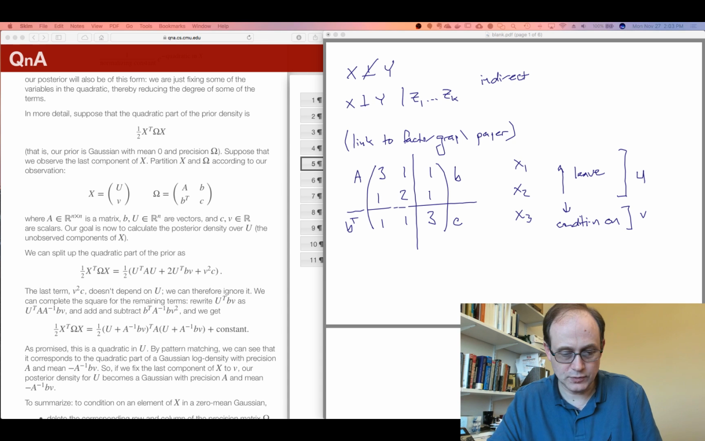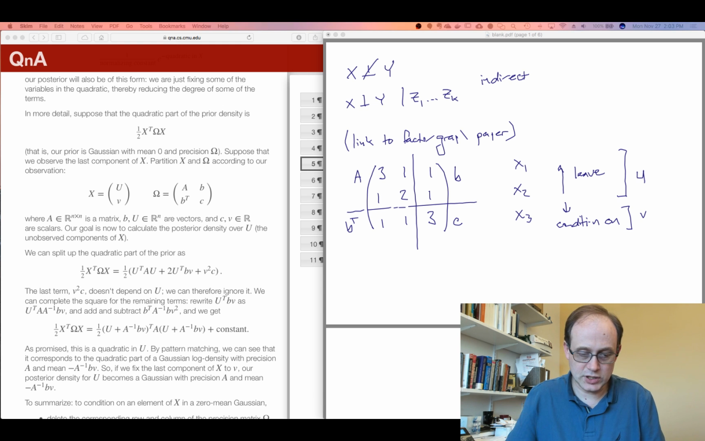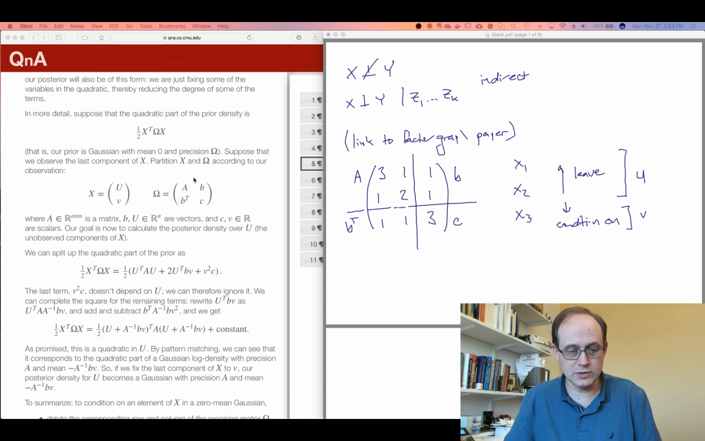Okay, so back to conditioning. What we want to do with conditioning is just work with our expression for the prior distribution and fill in a value for the last component of x and see what happens when we renormalize. If we use these expressions for x and the precision, omega, then this quadratic in x we can break up like this. This is just expanding the square with this definition for omega. And our goal, remember, is that we know v. We're assuming we've filled in a value for v, and we'd like to get a normalized distribution over u.